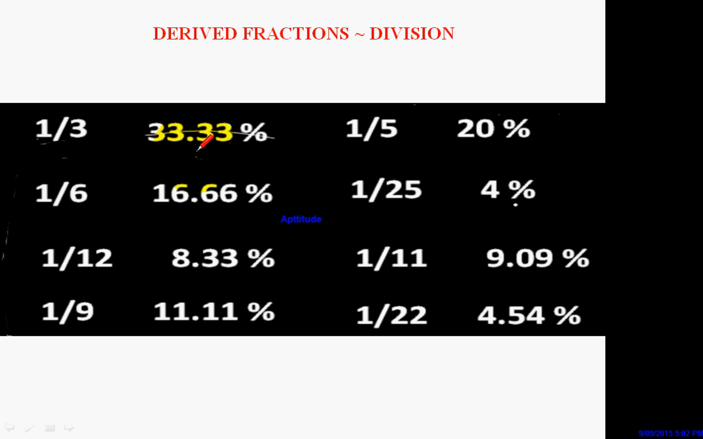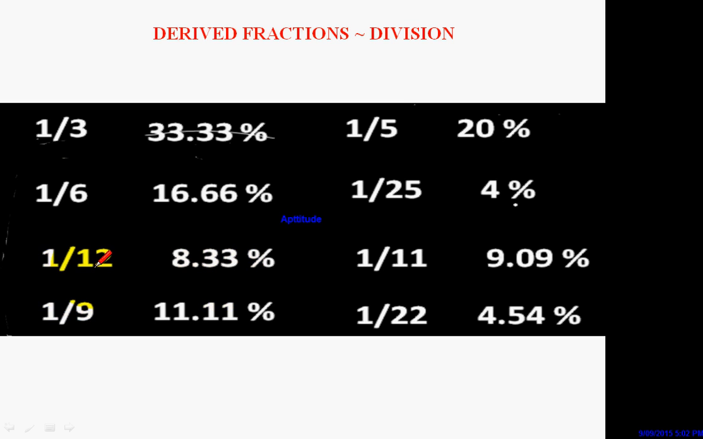Similarly, for arriving at the percentage value, divide this value by 2. That is 33.33 divided by 2, and you get the answer 16.66%. Similarly, the fraction 1 by 12 is equivalent to 8.33%.